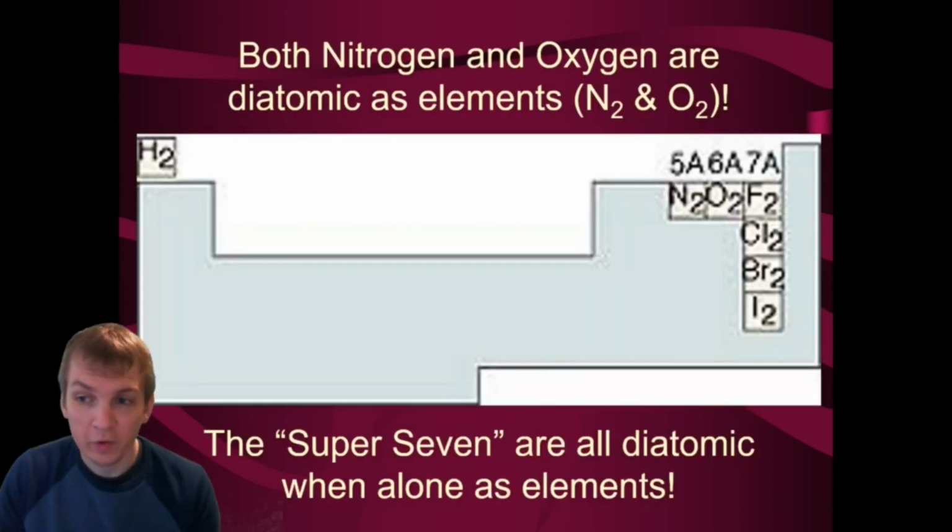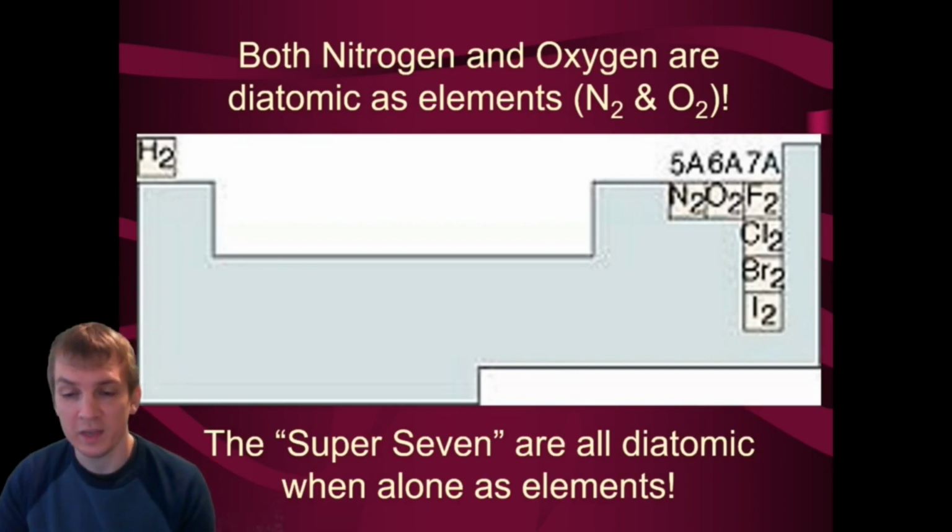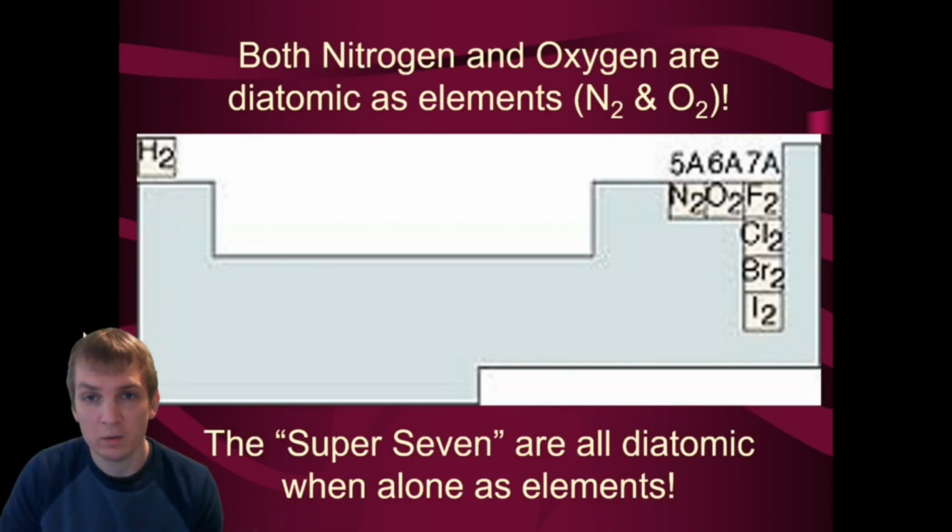All right, so on the periodic table, where are all of these elements found? Well, we call them kind of the super 7.